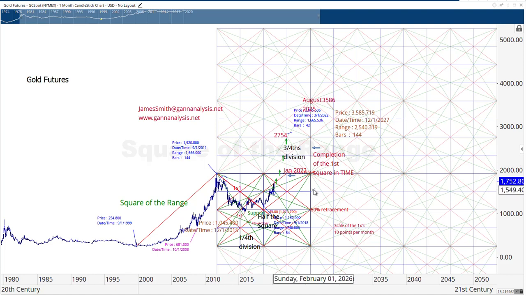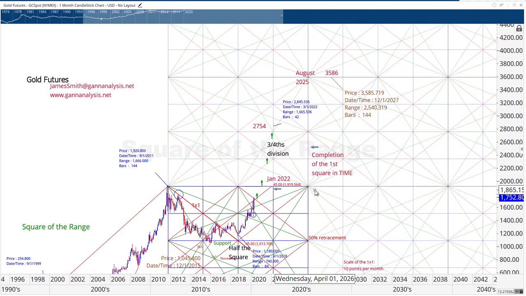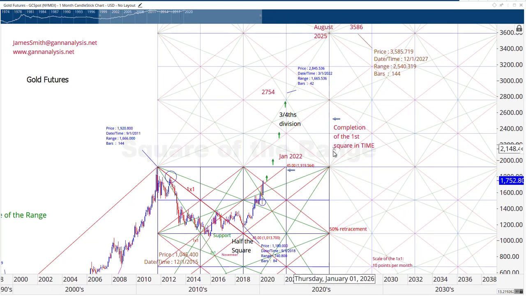We do know that there are certain time frames that we're going to pay attention to. August 2025 is going to be very important. You're completing the square in time. So if we go back, you see it a little bit better. August 2025, that's the completion of this square in time. January 2022, that's 3/4 of the distance through the square in time.